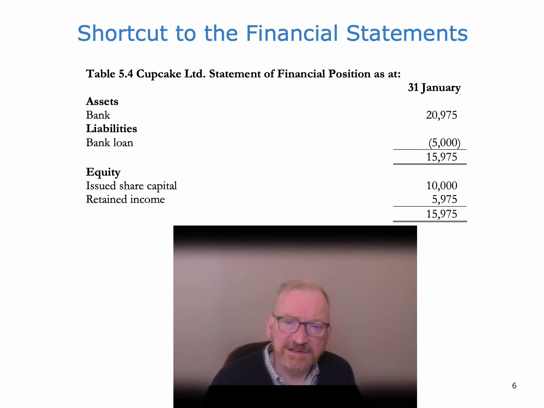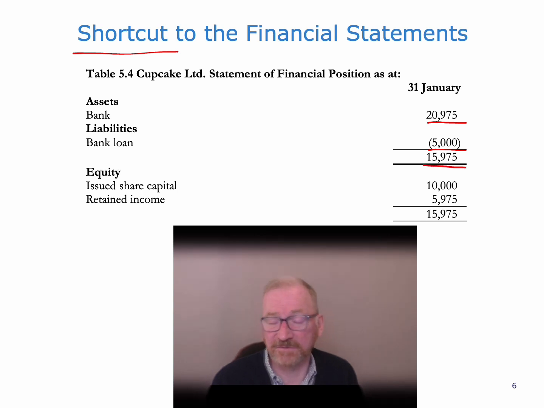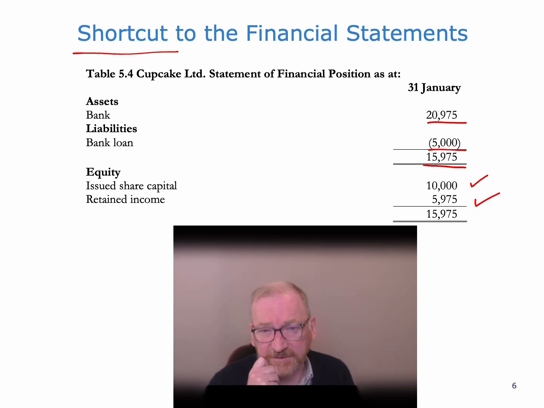What would our balance sheet or statement of financial position look like? And we're still on our shortcut here. So what will we have at the end of the month? Well, we'd have 20,975 in the bank. We have a 5,000 bank loan. That gives us assets minus liabilities of 15,975, and the issued share capital is 10,000 plus 5,975 gives us 15,975.